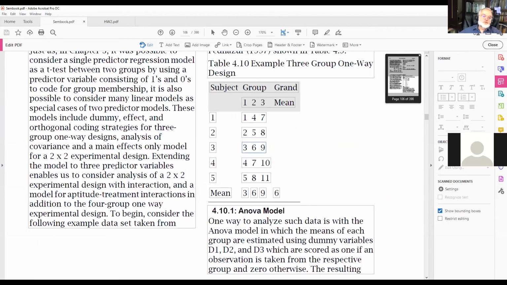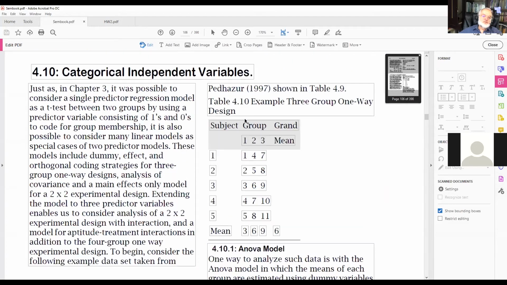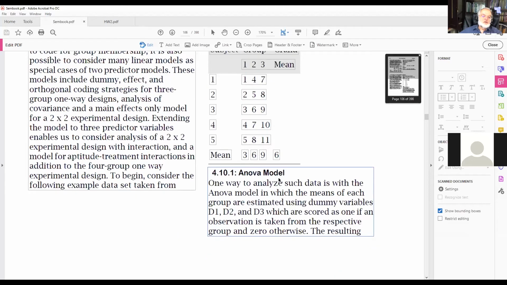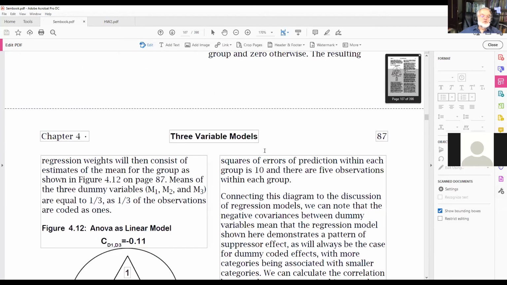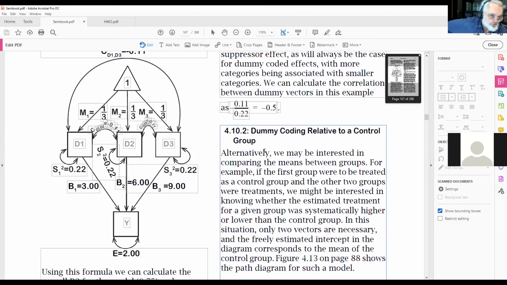So, for example, I might have a little study, a one-way group design. I might gather some data on people, 5 subjects, in each of 3 groups. And an analysis of variance model results when I draw the following diagram here. Well, that looks a little weird. Notice that this has 3 predictor variables in it, and there's no direct path from the column of 1s to the criterion variable.